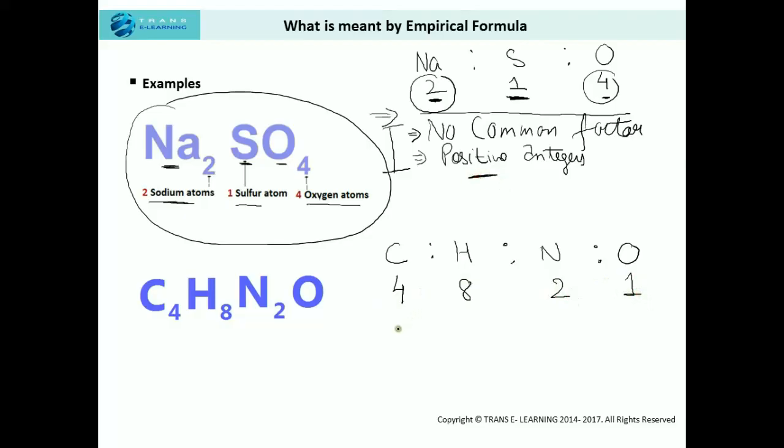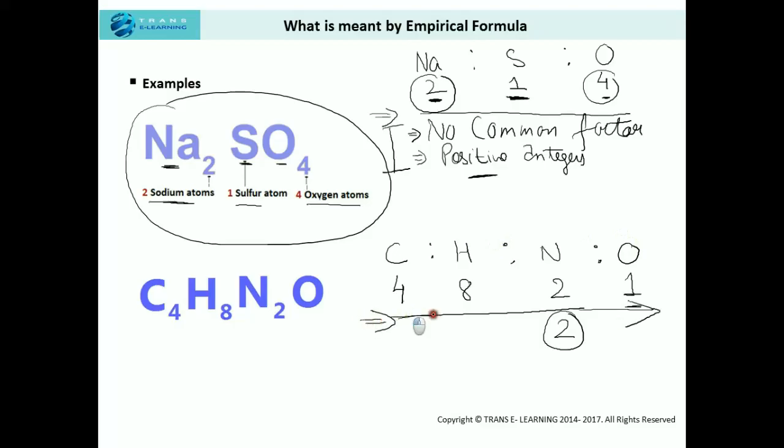Now the second condition of no common factor: they should not share any common factor. You can see here that there is a common factor among carbon atoms, hydrogen atoms and nitrogen atoms. We can always take out 2 as a common factor. But what about the oxygen? Oxygen doesn't have a common factor 2. So in this case also, as the oxygen atom does not have a common factor like carbon, hydrogen and nitrogen atoms, we cannot take any common factor on the whole.